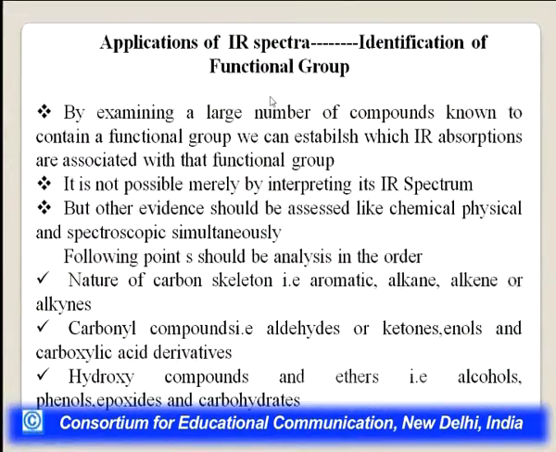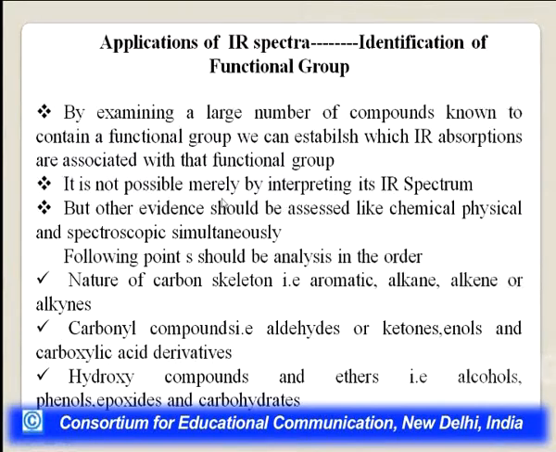Now, applications of IR spectroscopy. What is the application of IR spectroscopy? It has a great advantage in identification of functional groups. When you want to analyze which functional group is present in a given substance, you can easily analyze it by IR spectroscopy. By examining a large number of compounds known to contain a functional group, we can establish which IR absorptions are associated with which particular functional group.